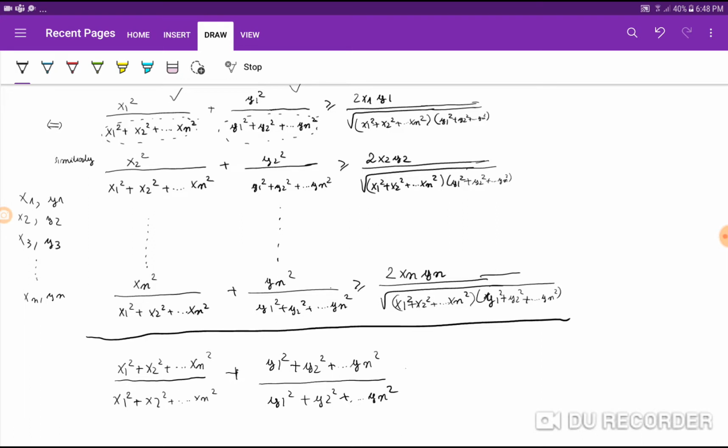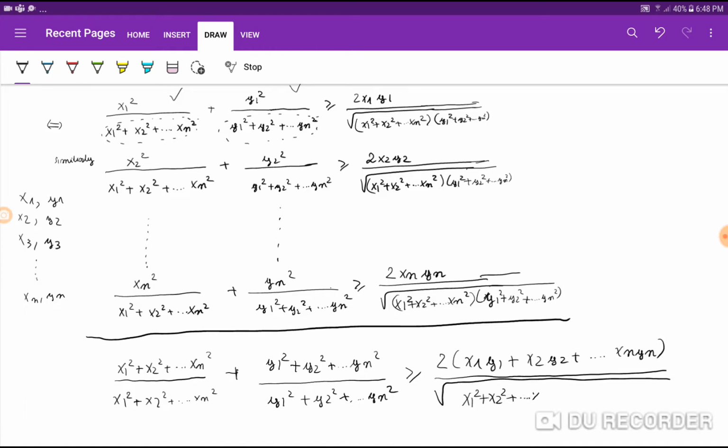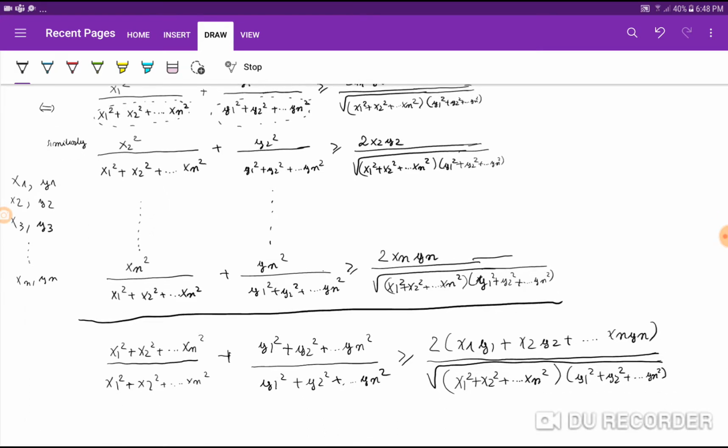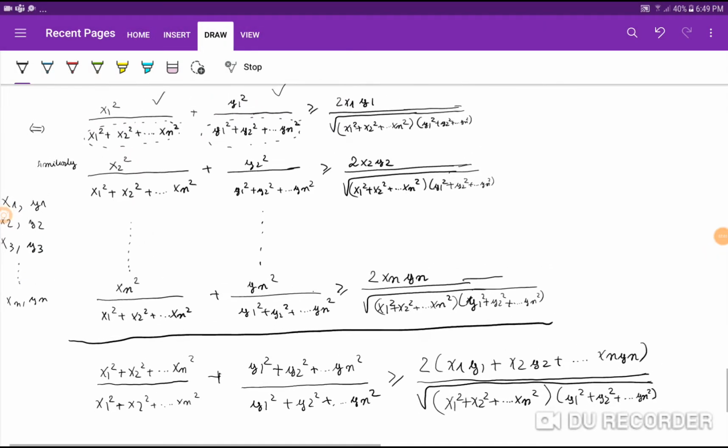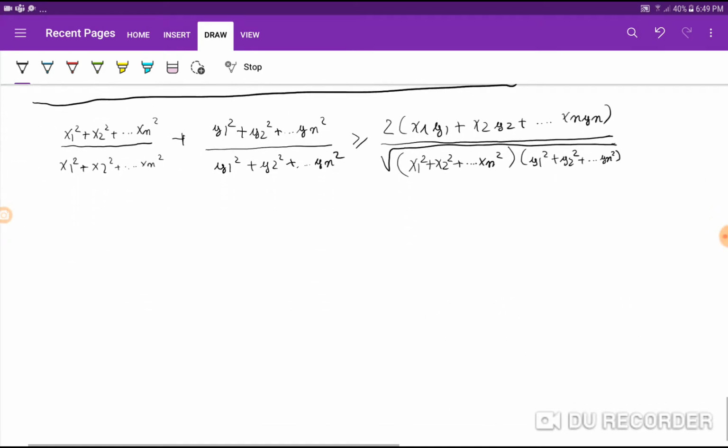Right, and then this will be greater than or equal to 2 times x1 y1 plus x2 y2 plus all the way to xn yn, over the square root of x1 squared plus x2 squared plus all the way to xn squared times y1 squared plus y2 squared plus all the way to yn squared. Okay, does this make sense? I'm just literally adding all of the things we did together. So let's simplify this expression.